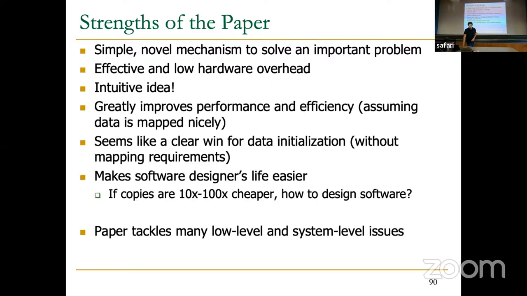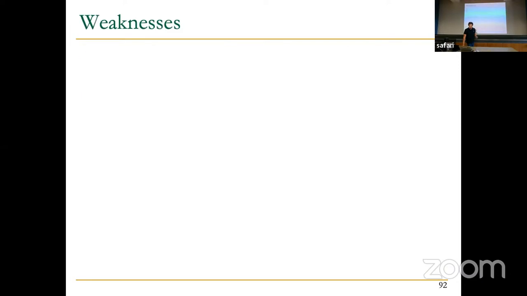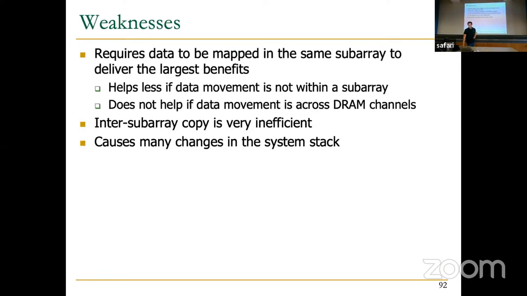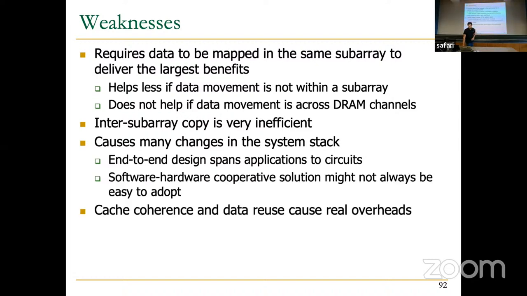And as you see, it has multiple advantages. Of course, it also has certain weaknesses. I've talked about the inter-subarray copy that is very inefficient, and indeed that there are challenges, right? We need to change the system end-to-end, or many components of the system end-to-end, in order to really enable the use of a technique like RowClone on a real system. So we need to also work on end-to-end system design to enable these techniques.